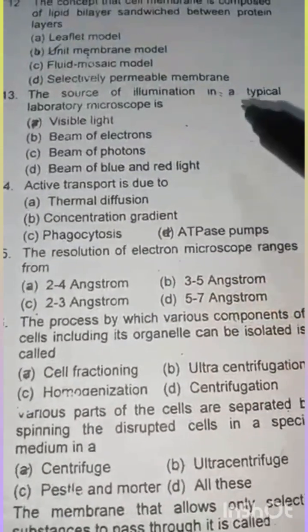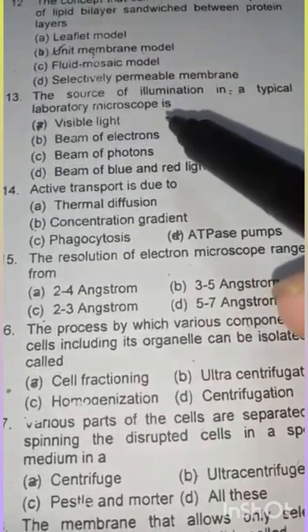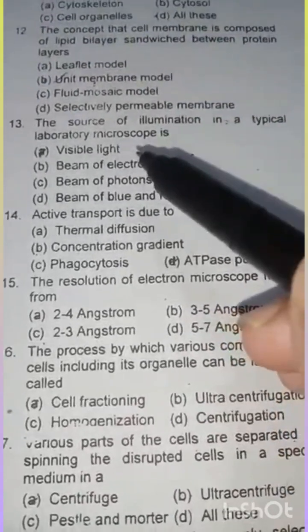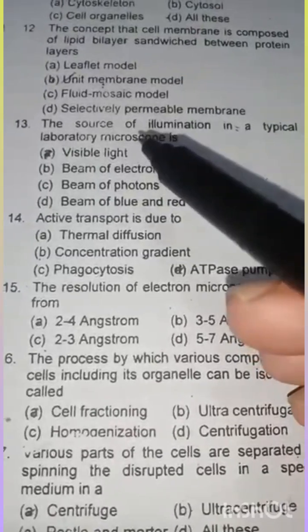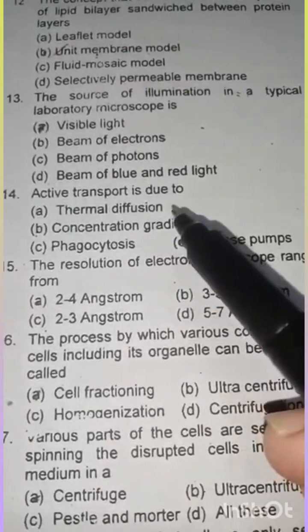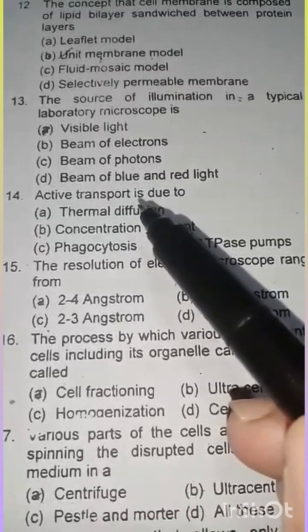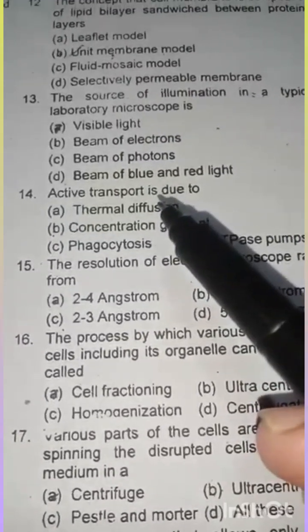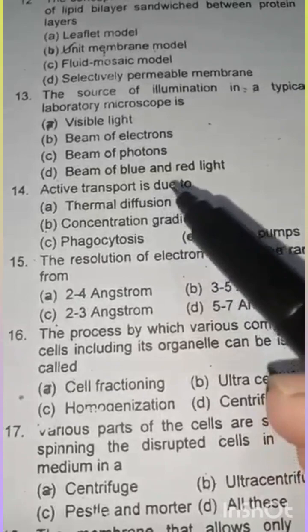The source of illumination in a typical laboratory microscope is, as we know, visible light. We will use visible light in our laboratory microscope. The active transport is due to: option A, thermal diffusion; option B, concentration gradient; option C, phagocytosis; option D, ATPase pump. So active transport is a process in which extra energy is required by the cell to perform its function.